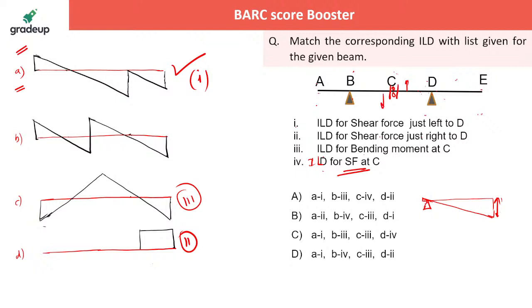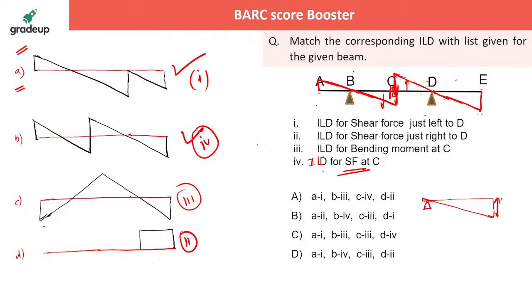See, ABC will simply rotate about this joint, isn't it? About this point B, beam ABC will simply rotate, and this is the shape of the beam. Then about D, this beam also will simply rotate. Now this is the ILD for the shear force at C, which is already given here. So this one is nothing but your fourth one.